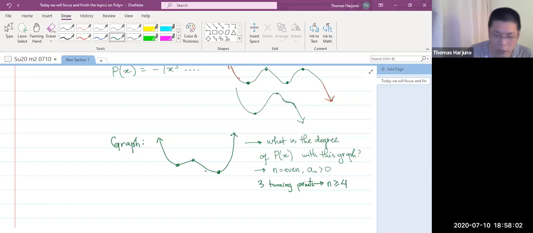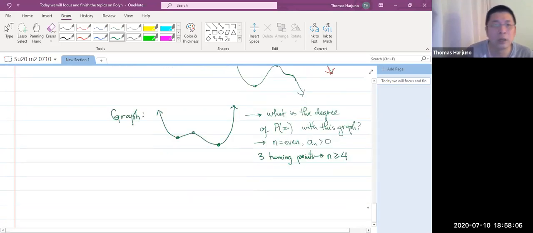Now that's for the number of turning points. The next thing I will do is something quite important, and we will practice more on this later on, something called the Descartes rule of signs.